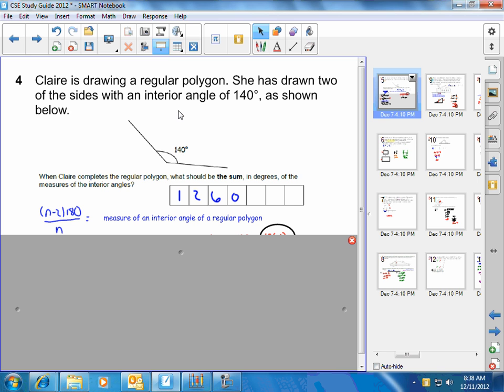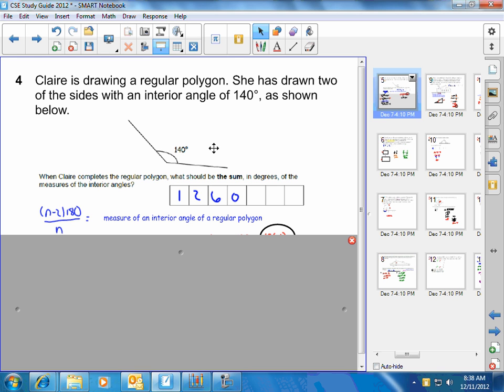She has drawn two of the sides with an interior angle of 140 degrees as shown below. So when we see the term regular, we have to know that in a regular polygon, all sides are congruent and all interior angle measurements are equal, or all interior angles are congruent. Okay, so that's what we're talking about. We're talking about a polygon whose interior angles measure 140 degrees. So the question is, when Claire completes a regular polygon, what should be the sum in degrees of the measures of the interior angles? So we need to find the sum of all the angle measurements.